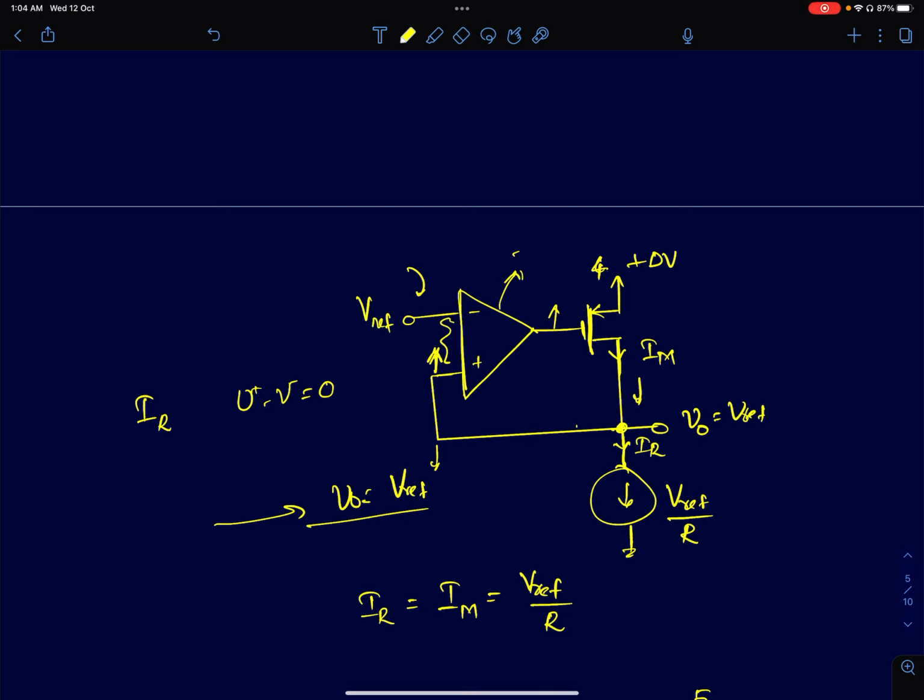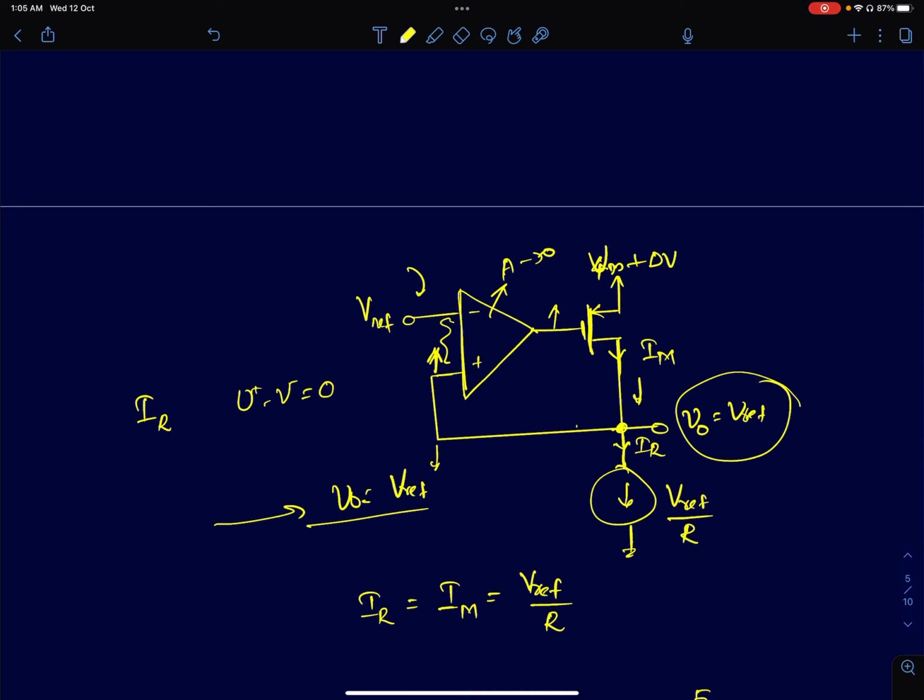Now remember, the loop gain of this amplifier is infinity, which means it will force the plus and minus terminals to be exactly equal. So even though I've increased VDD by, say, some small voltage delta V, the output will still remain exactly equal to Vref. That is enforced by negative feedback. Since A is infinity, the error has to be 0, so V0 will still continue to be equal to Vref.